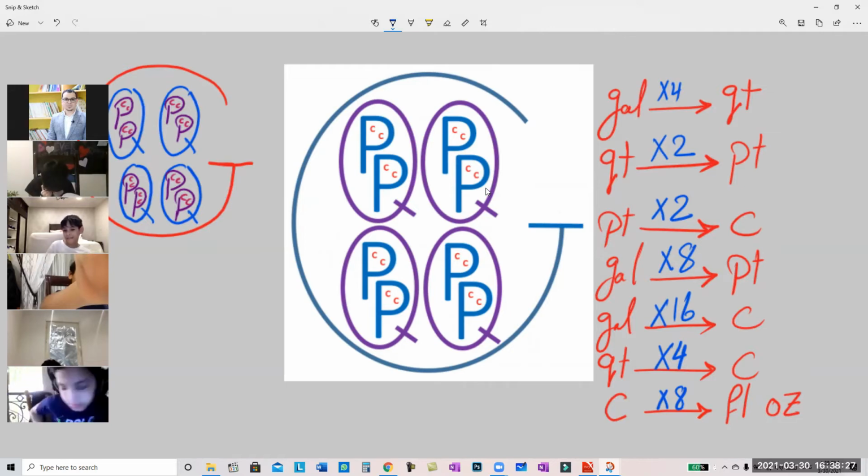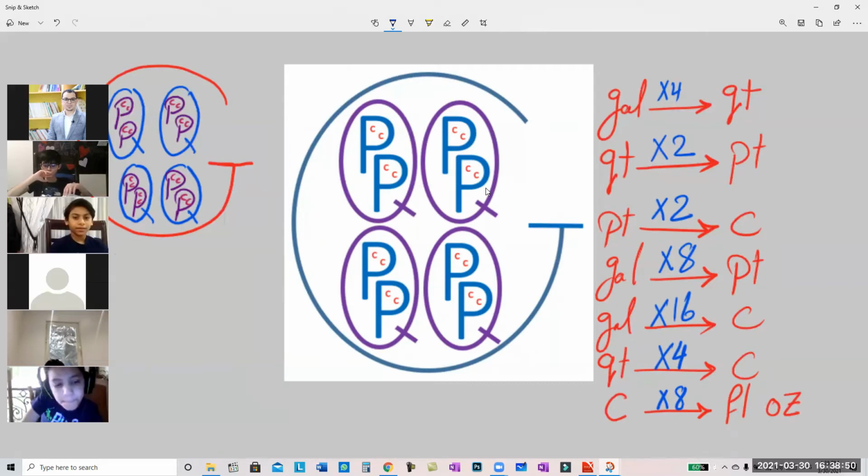I have a question. Yes, Ahmed. So, Mr. Mo'men, for fluid ounces, do we write both F L and O Z? Yeah, it's "fl oz", okay? That's the smallest unit of measuring volume or liquid volume.